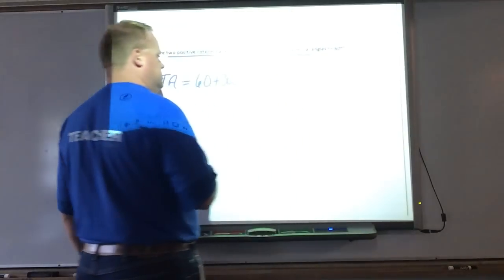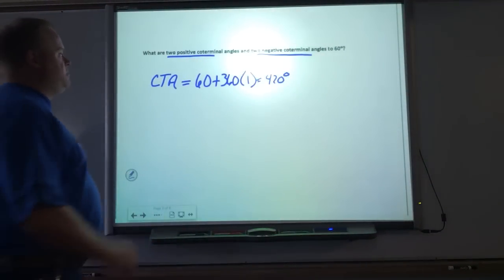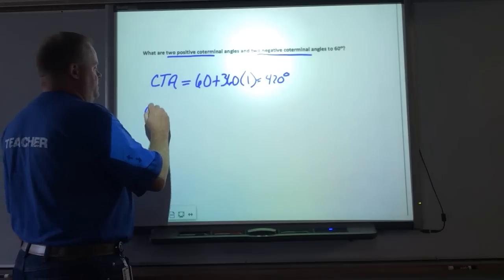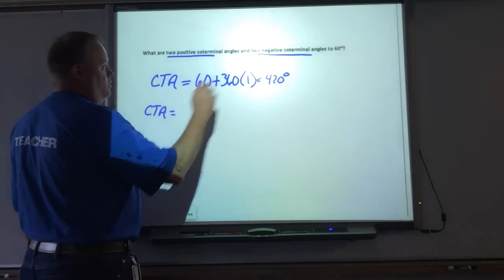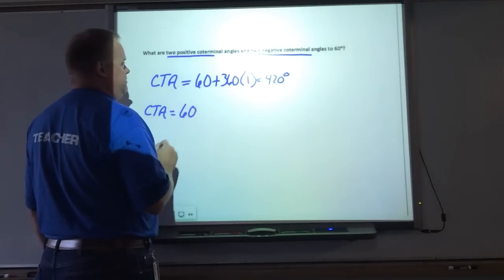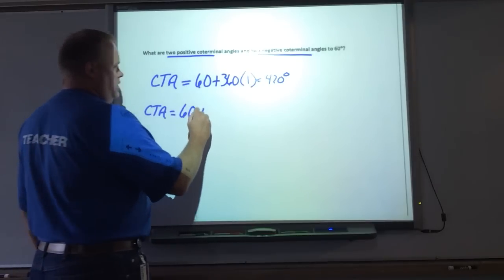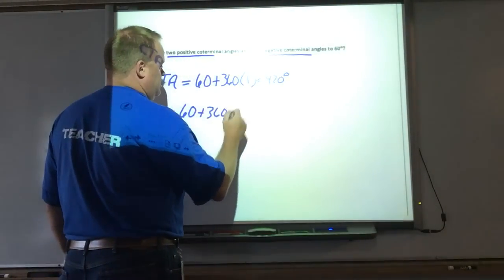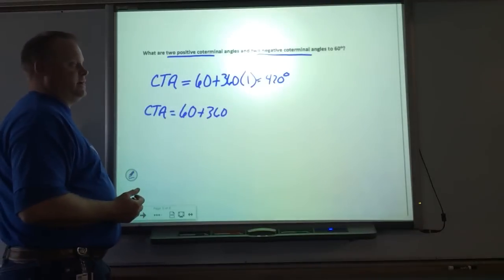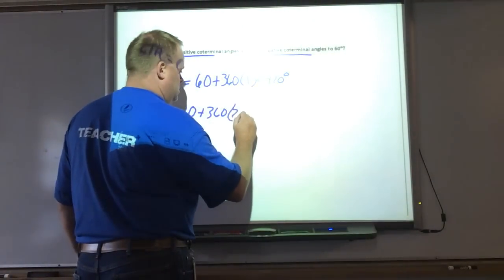I get 420 degrees. I'll do the same thing for another one, since I need two positive numbers. Well, I used 1 last time, so why don't I try 2?